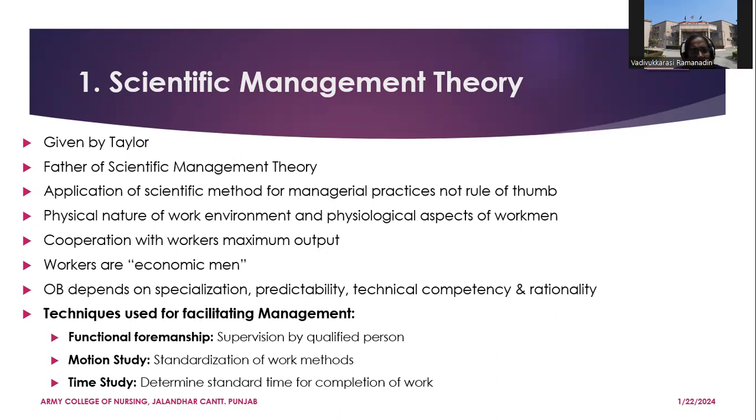The techniques which are used for facilitating the management are functional foremanship, motion study, and time study. As I mentioned, it is a scientific method. Who is the father of scientific management theory? Taylor. Okay, so functional foremanship, to enhance the scientific method, they have come out with ideas like functional foremanship. It is like a supervision by the qualified person. There is essentiality of the qualified person so that they can do a better thing.